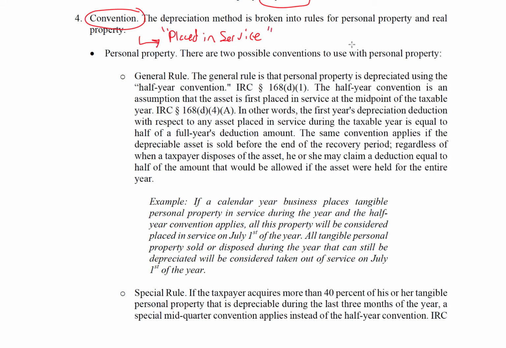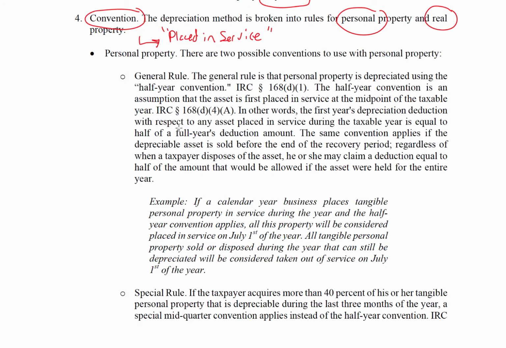Now the rules again are broken up into personal versus real. Again, you have to keep that in mind. So if you forgot about personal property and the definition of personal and real property from a legal standpoint, you need to know that. Real, land, everything attached to land, personal property, everything else. And again, we're talking about depreciation, so we're talking about tangible property, not intangible. That's the next topic, amortization.